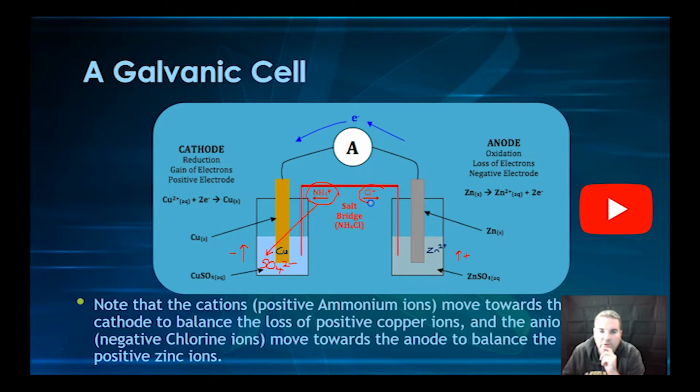What's going to happen is our chlorine ions here are going to come down into solution, and they're going to offset this build-up of positive zinc ions that we've got, so we can keep our electrolytes neutral and we can keep our electrons flowing through the wire. Without your salt bridge, no electrons flowing, no electricity produced. Okay, so that's an electrochemical or a galvanic cell very quickly.